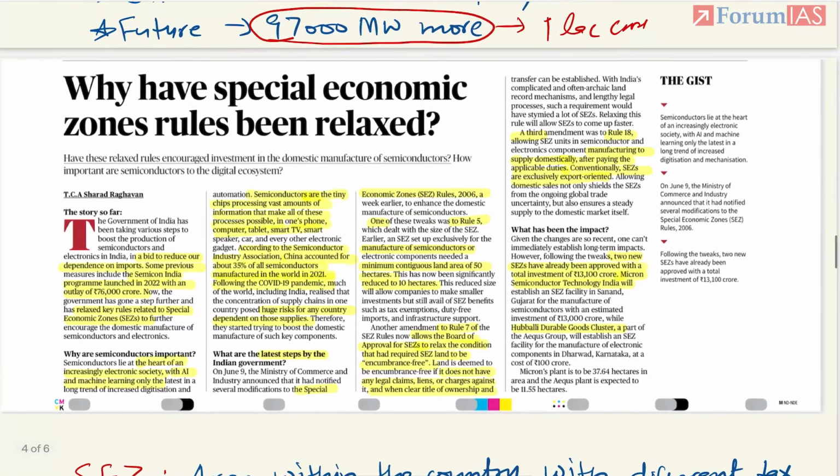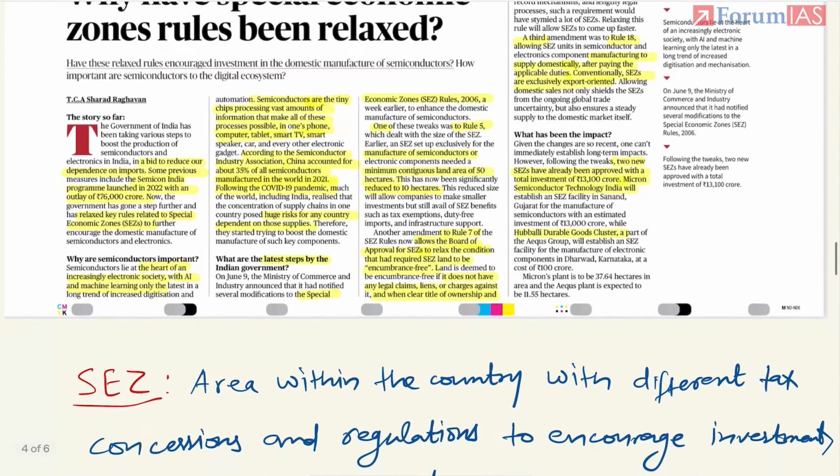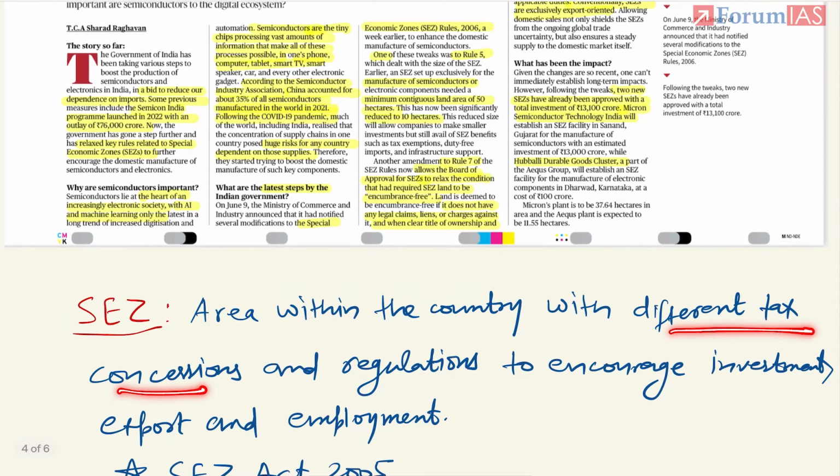Yes, this is also a very important topic, special economic zone. Recently, the government has come up with some relaxation in special economic zones related to semiconductor manufacturing. So first of all, before we move on to the article, we'll see what a special economic zone is. Special economic zones are like an area within a country where various tax concessions in income tax, in excise and customs are provided and various regulations are eased so that investment, export and employment can happen.